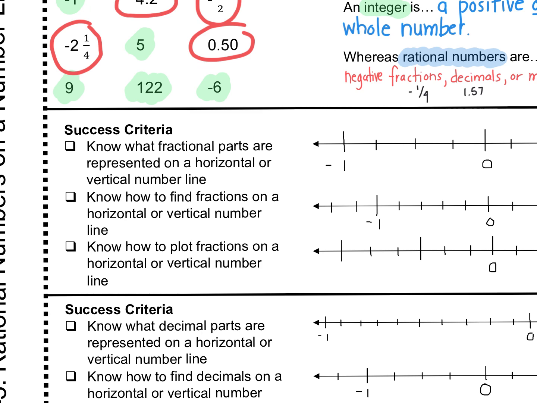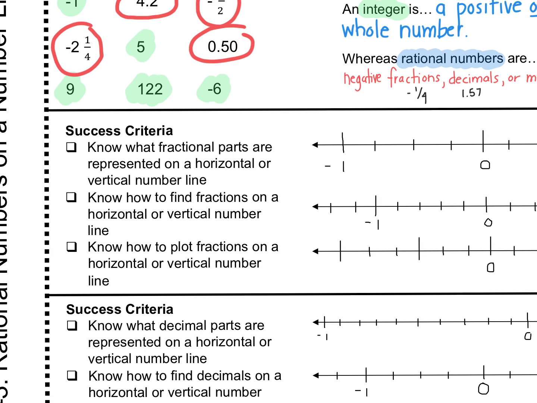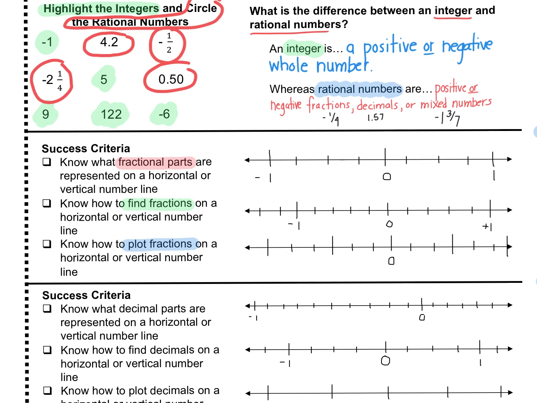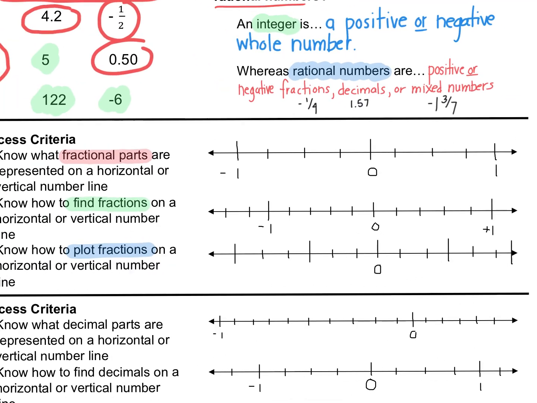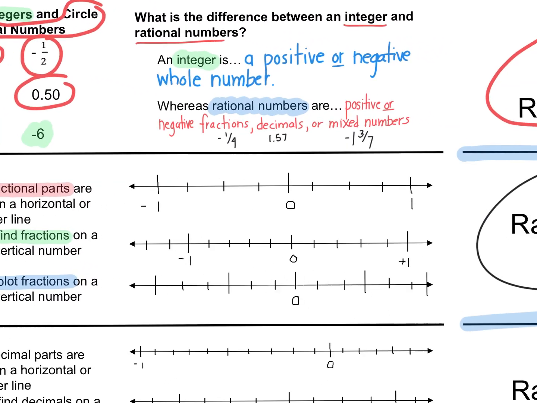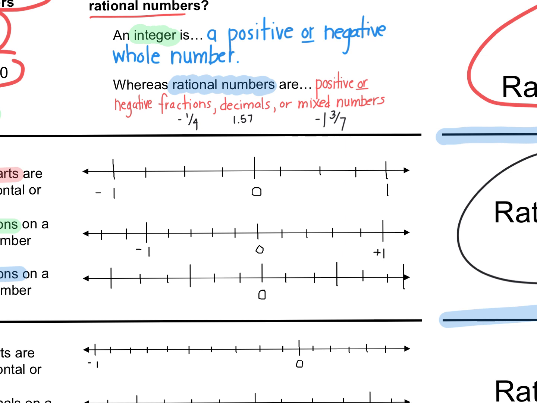So for tab 2, there are 3 things that we need to be able to do. We need to be able to know what fractional parts are on a number line. We need to be able to find fractions on a number line. And we need to be able to know how to plot fractions on a number line. Okay, so the first thing, our first success criteria that we need to know for this part is, well, what are the fractional parts? Okay, you're going to need your highlighter for this. So grab your highlighter.